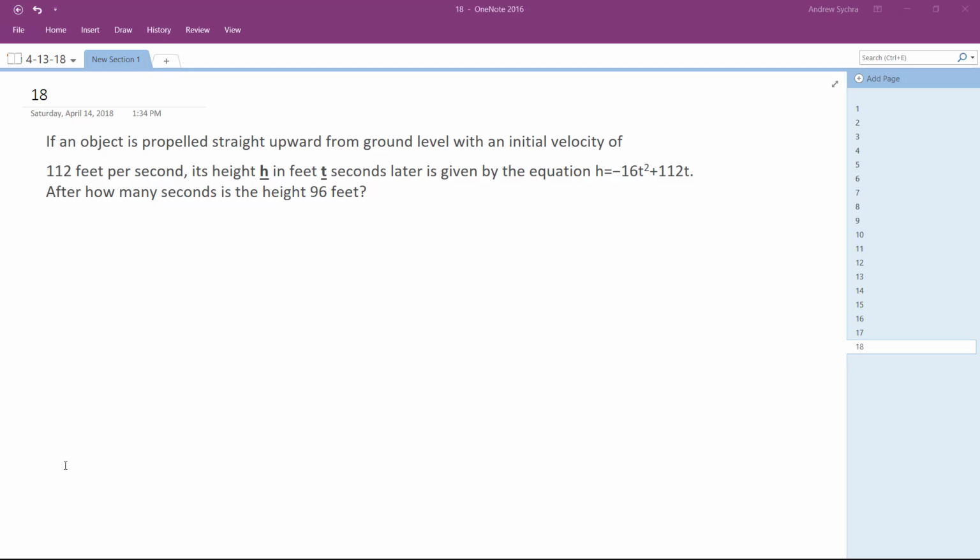Right, so we've got a rocket that's being propelled up at 112 feet per second. Its initial speed here. So we want to know its height after 2 seconds. And how many seconds does it take to get to 96 feet? So we got negative 16t squared plus 112t equals 96.